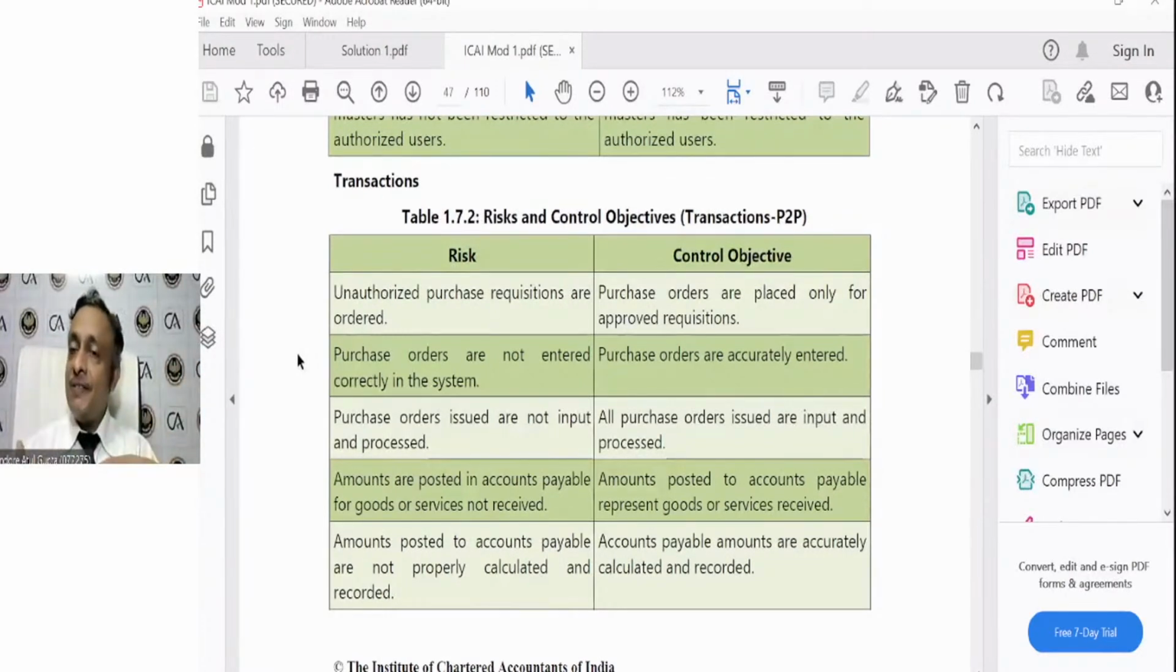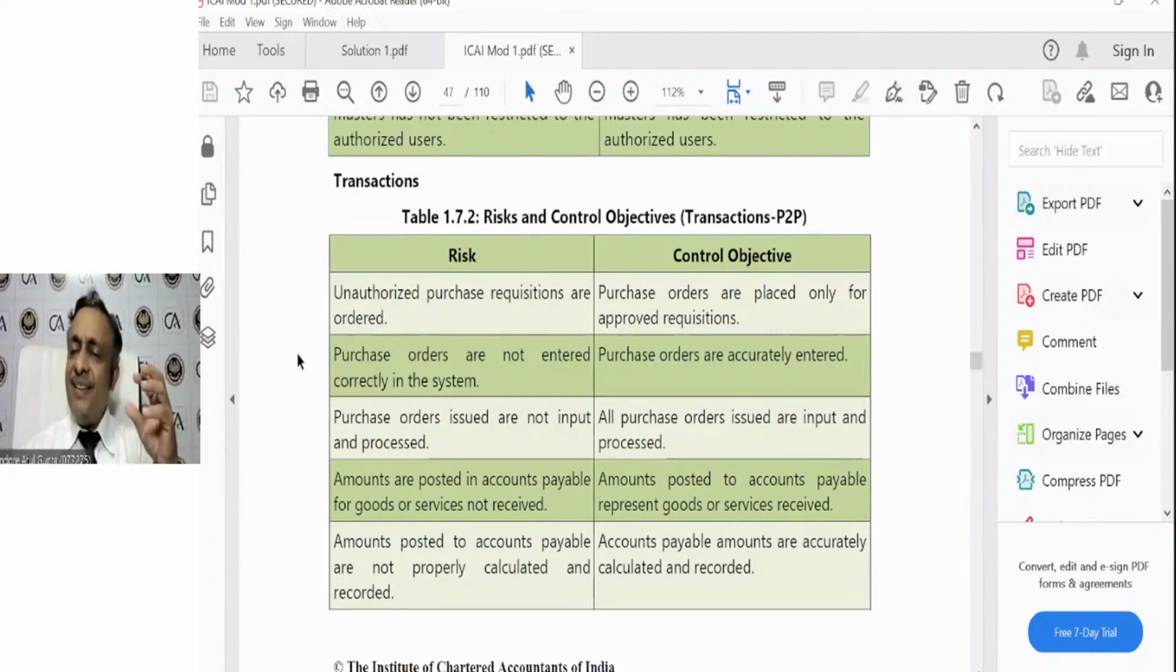So unauthorized purchase requisitions are generated, are ordered. That means there was a collusion. Okay. So that collusion needs to be controlled. So you need better controls on purchase order release. Then point number 2, purchase orders are not entered correctly in system.